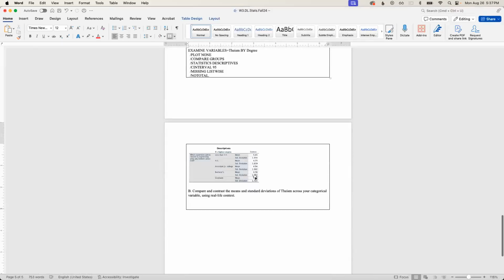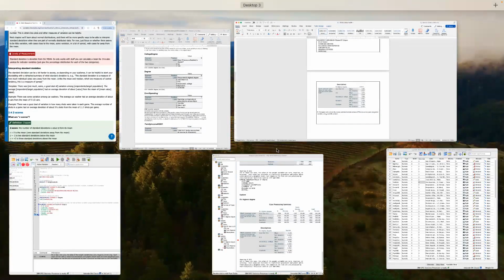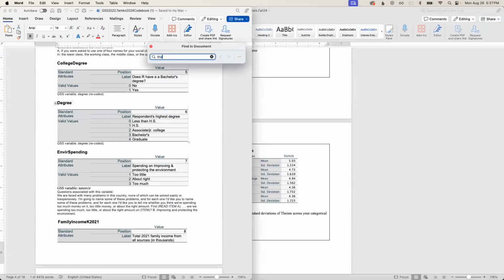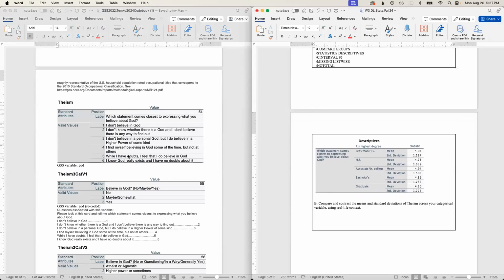It says compare and contrast our averages for this using real life context. So we can see that less than high school, you're at like a 5, which, let me bring up my code book again, is doubts but believing in God on average. High school, you're getting a little lower. Associate's, junior college, back at a 5. Bachelor's, you're closer to a 4. And graduate, you're a little closer to the 4. So everyone's kind of in this area.